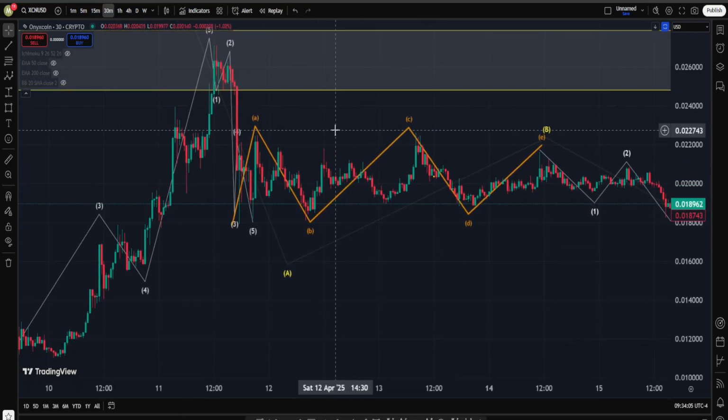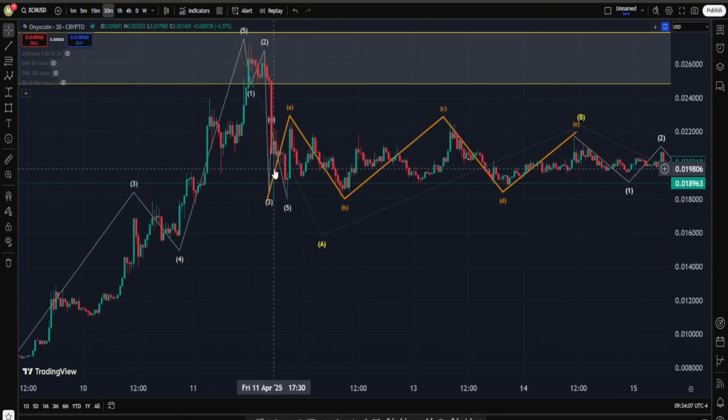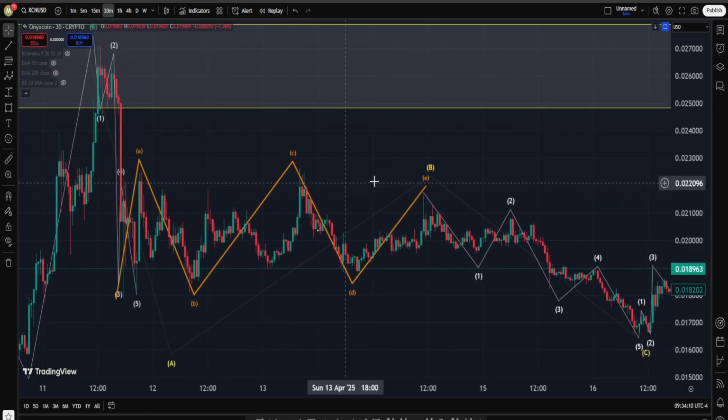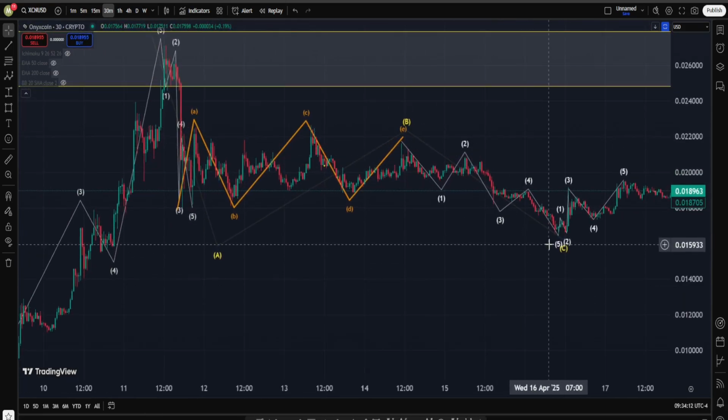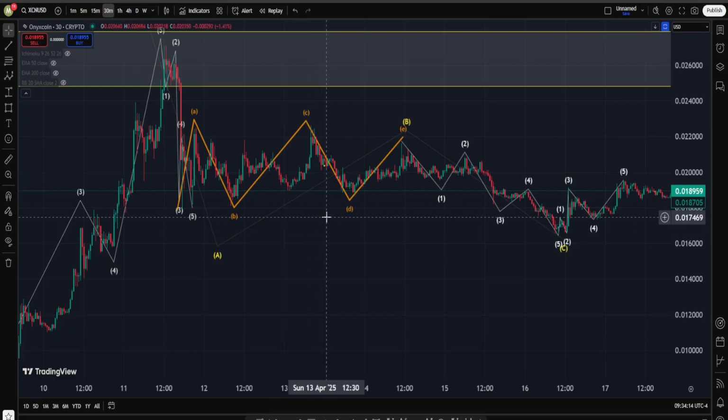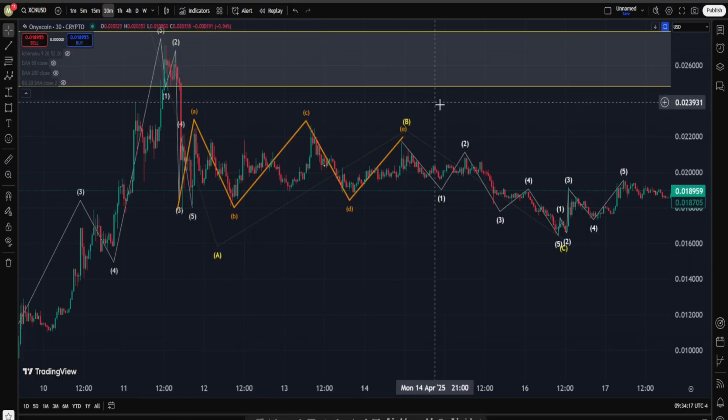Okay, so we talked about this before. This can be a 1, 2, 3, 4, 5 correction up, maybe an A, B, C, D, E triangle, and another 5-wave on the downside. And these are the sub-waves for, you know the deal, an A, B, C zigzag.